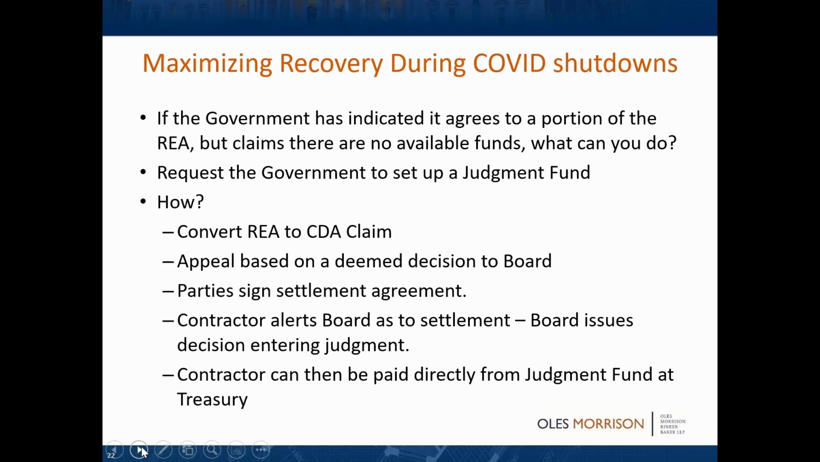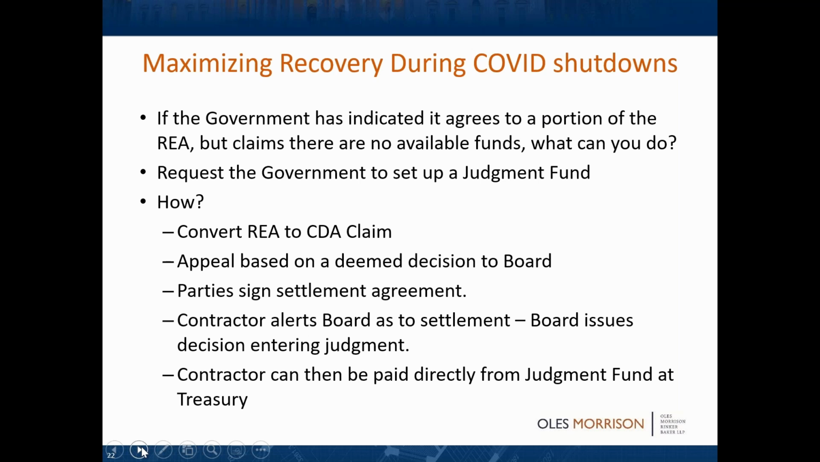As far as maximizing recovery during the COVID shutdown periods that some people have experienced, one thing you can do applies if the government indicates that it agrees to a portion of your REA but claims that there aren't any available funds. This doesn't just apply to COVID, but to any situation where the government says, we want to pay you, but we don't have any funds on the contract.